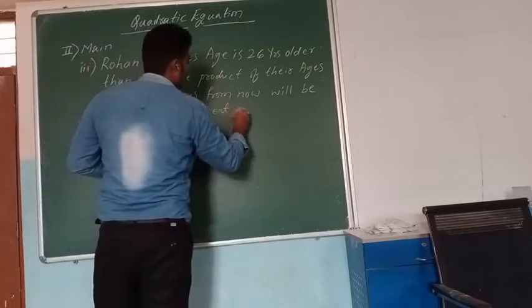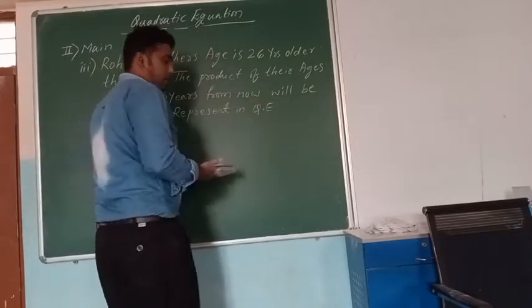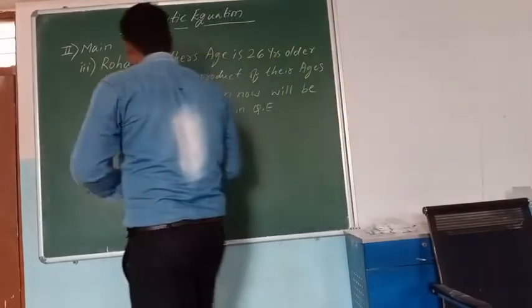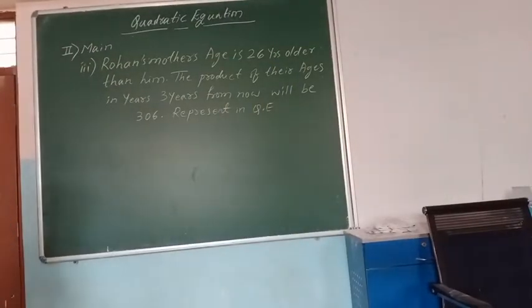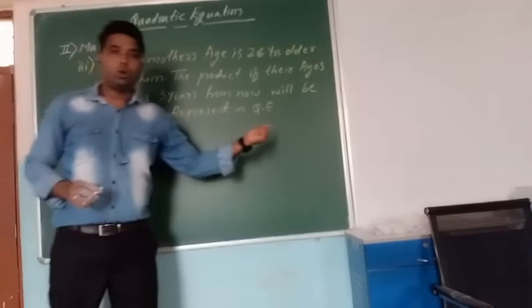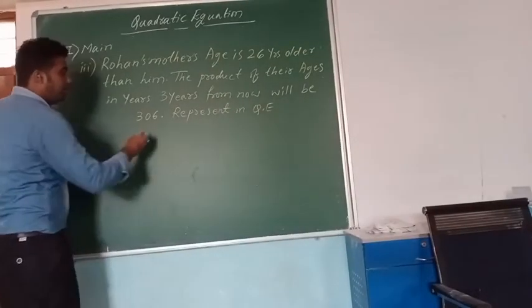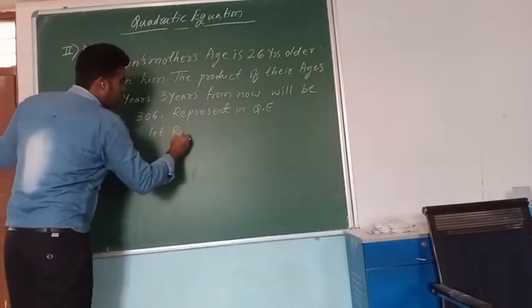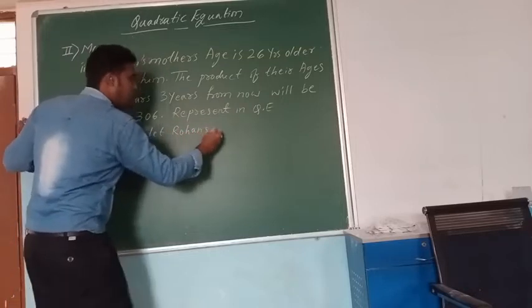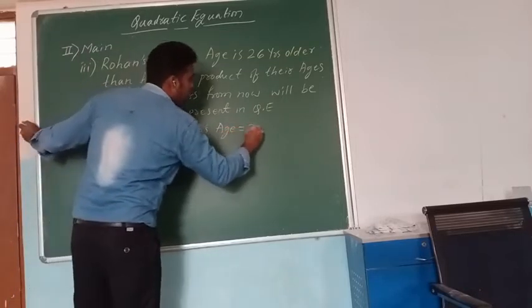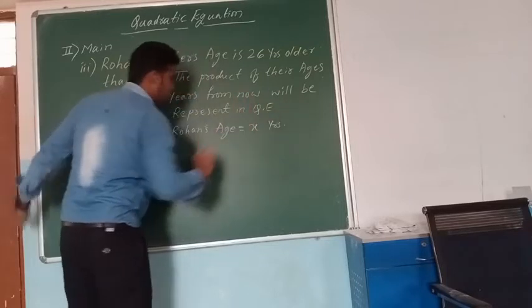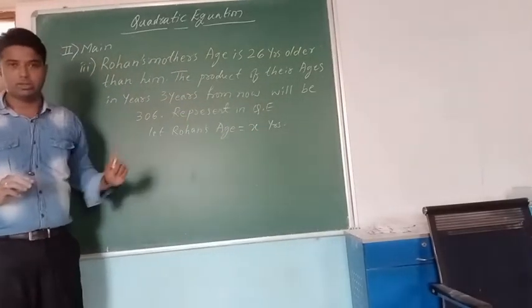Again the question is: represent this in a quadratic equation. Let's see here. Rohan's mother's age is 26 years older than him. The product of their ages in 3 years from now will be 306, representing a quadratic equation. Let Rohan's age be x years.